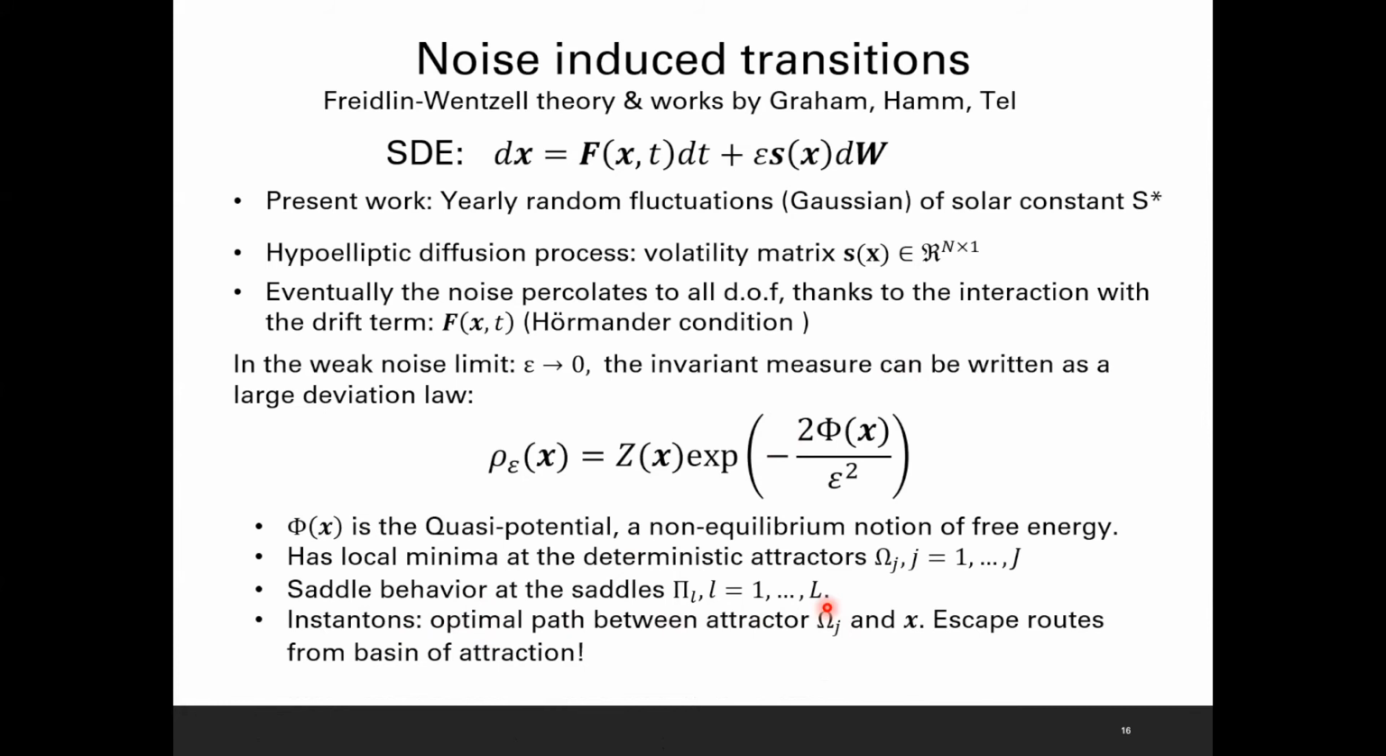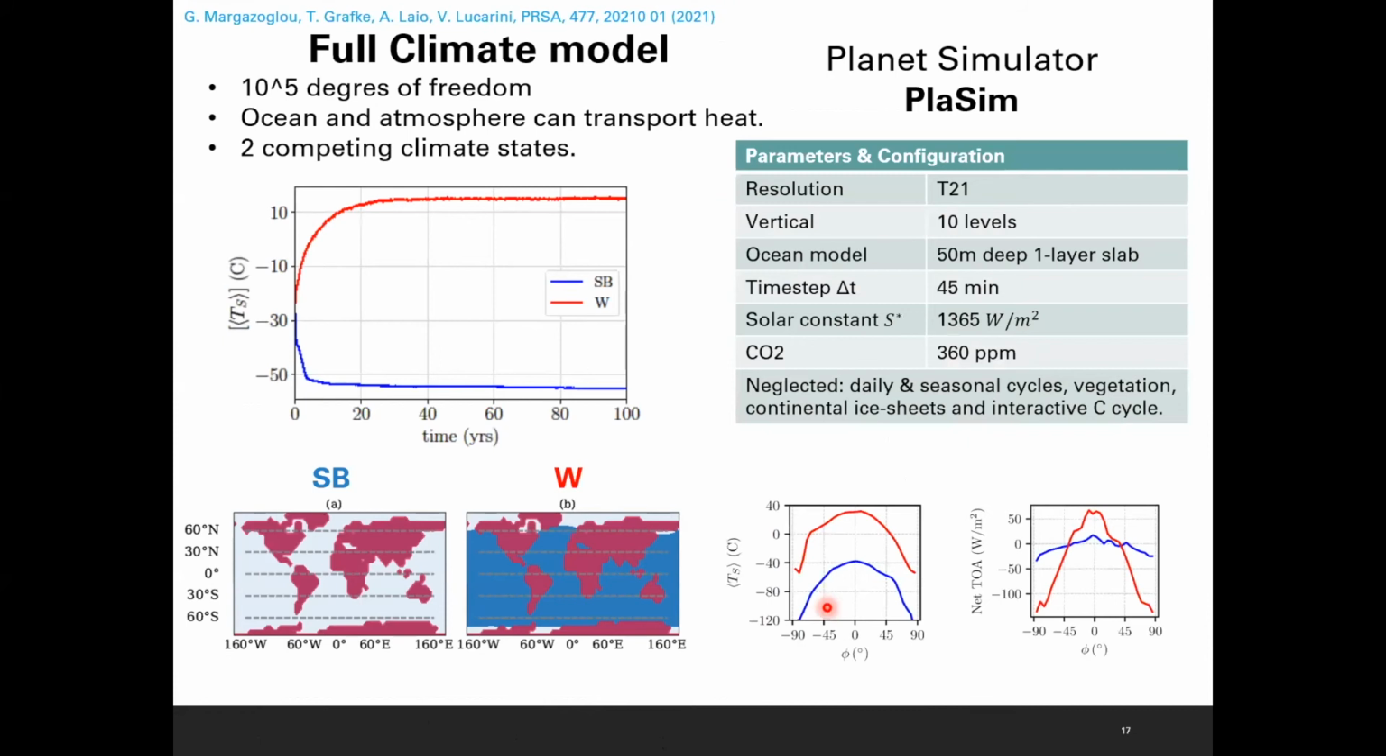So now that helps me to move on to the next part of the talk, which is the exercise we did for the full climate model. This is already published in the Proceedings of the Royal Society. It's a collaboration with Tobias Grafke as well, Alessandro Lai and Valerio Carini. We want to do the same exercises for a climate model which, by today's standards, is not state of the art, but was state of the art in the 90s. This is with a resolution of T21, basically 64 times 32, and with a vertical layer of 10 levels.